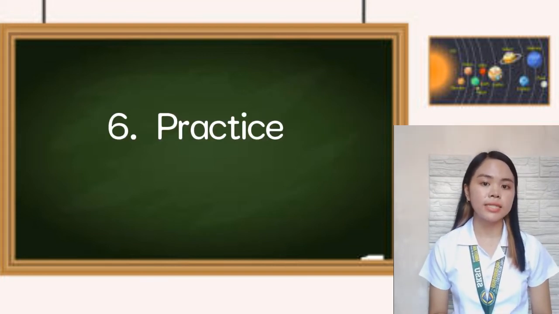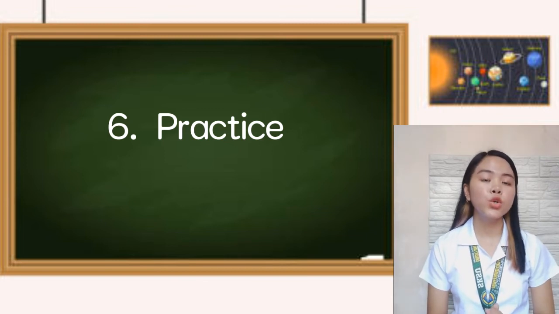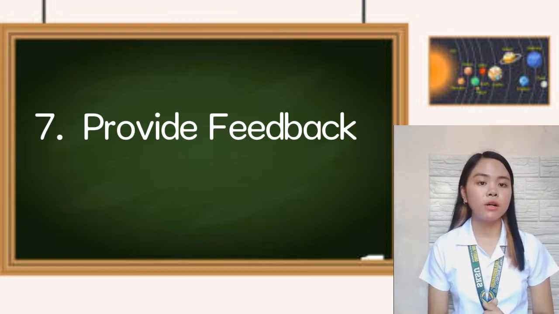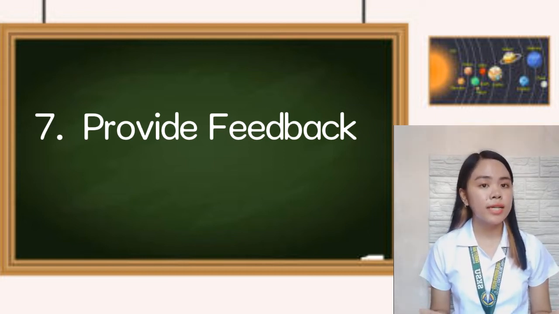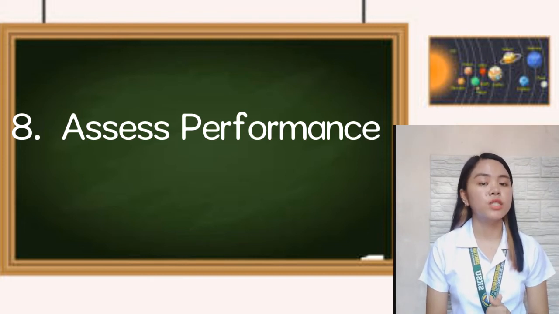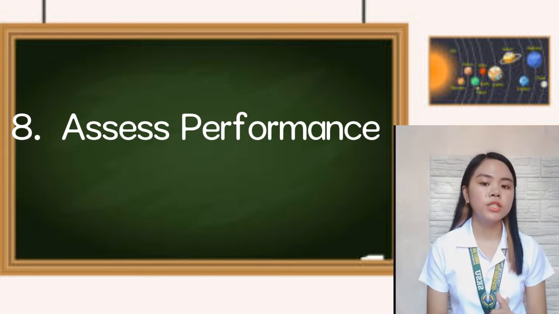Sixth, practice. Allow students to apply knowledge and skills learned. Allow students to apply knowledge in group or individual activities. Seventh, provide feedback. Provide immediate feedback on students' performance to assess and facilitate learning. The eighth is assess performance. To evaluate the effectiveness of instructional events, test to see if the expected learning outcomes have been achieved. Performance should be based on previously stated objectives.